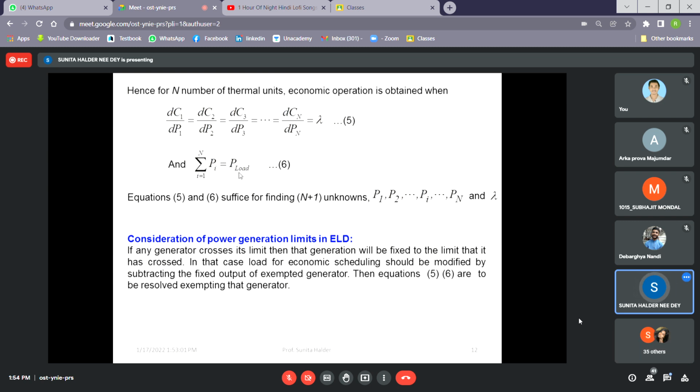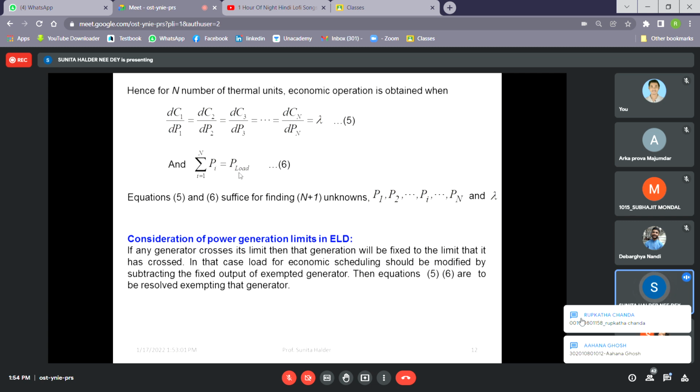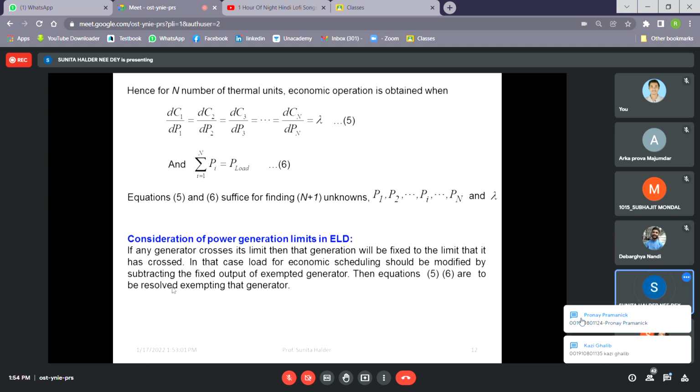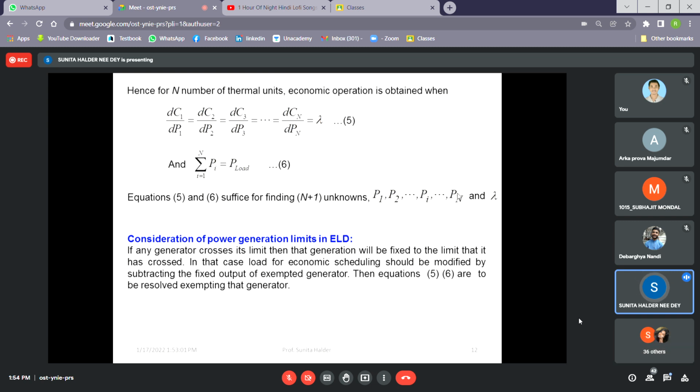In your class, we shall solve up to 3 generators, because that can be solved by hand. But by computer programming, we can solve it for n number of generators. For a higher number of generators, with higher complications, we do not use the conventional method, because it is very difficult to program. In that case, we use soft computing techniques, like particle swarm optimization and others. Anyway, using these n plus one equations and n plus one variables, we can get the values.